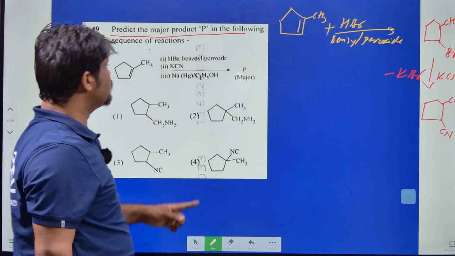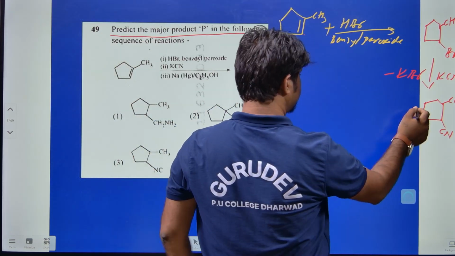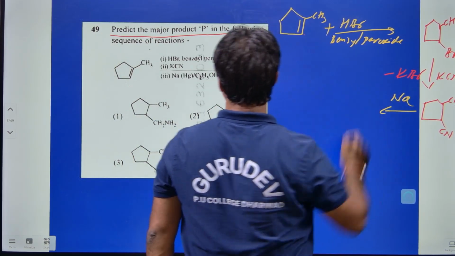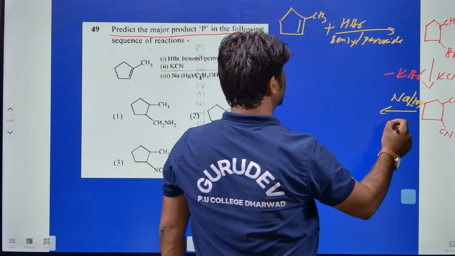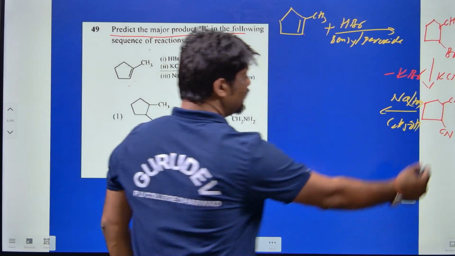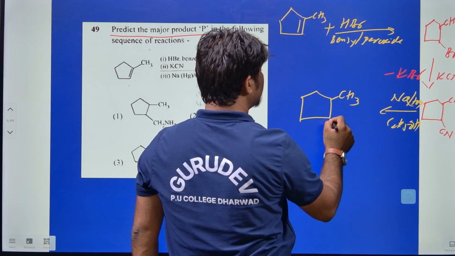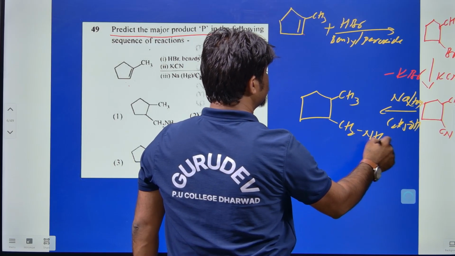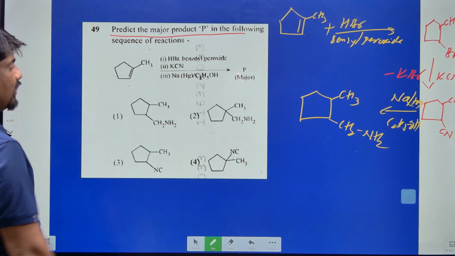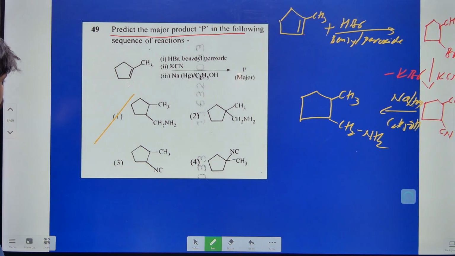When this molecule is further treated with sodium with mercury, Hg, in the presence of ethanol, it undergoes reduction. When nitriles undergo reduction, it results in the formation of CH2 and H2. So the ultimate product I am going to get is option 1, which is the right answer for the question here. Well, let's go to the next problem.